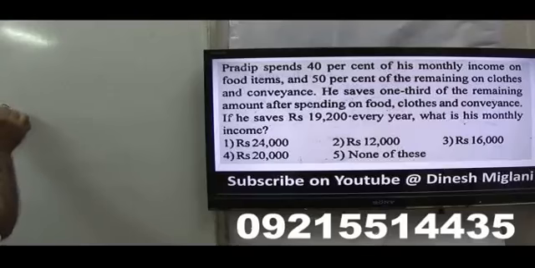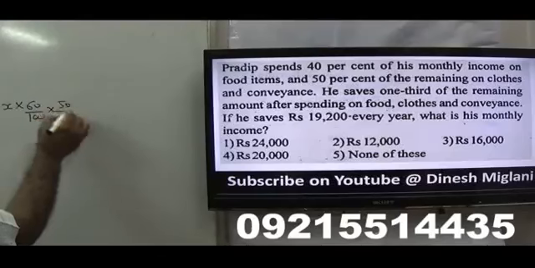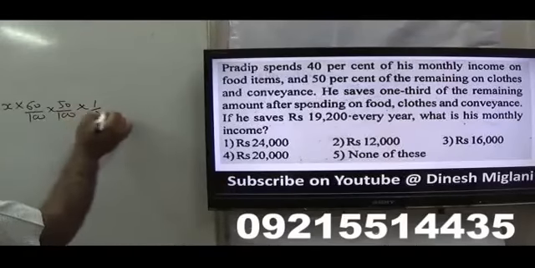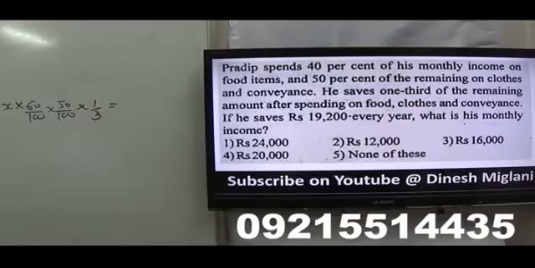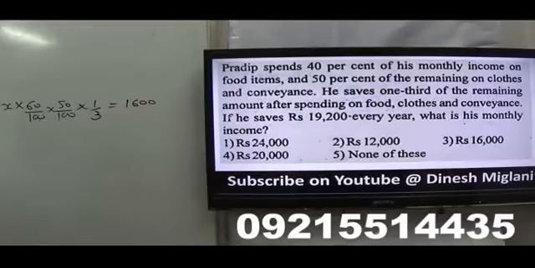So let us say monthly income is x. 40% is spent, how much is left? 60%. 50% is spent, how much left is 50%, right? He saves 1/3 of the remaining, that is the remaining income. He saves 1/3 of that. 1/3 he saves, right? This is annual income, we have to find monthly, right? So just divide by 12, you will say 12, 1, 6. So his monthly saving is 1600. Okay, I have to just find out x here.